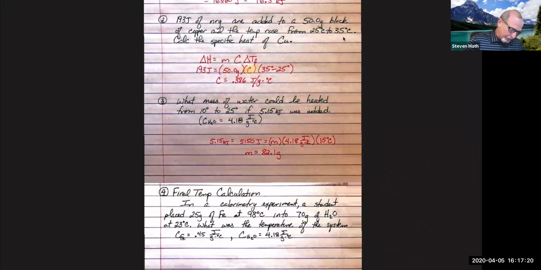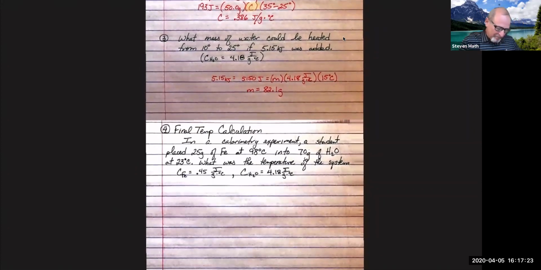Now, what about number 3? It says, what mass of water could be heated from 10 to 25 degrees if 5.15 kilojoules was added? So now we have not a metal, but a certain amount of water. In this case, the variable we're solving for, which I'm shading in yellow, is our mass.